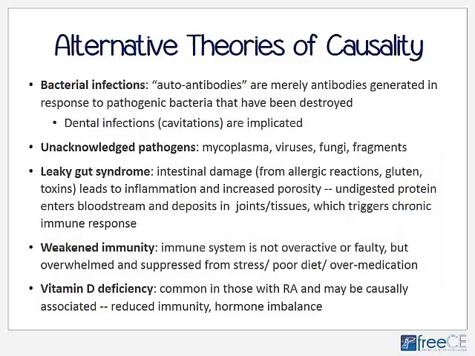Not surprisingly, outside the mainstream medical community, there are a variety of theories trying to explain why RA exists or progresses. One of the main ones centers around infections, particularly bacterial infections. So the so-called autoantibodies, labeled by mainstream medicine, are merely antibodies generated in response to pathogenic bacteria that have been killed by the immune system. So in essence, the body is reacting to collateral damage.